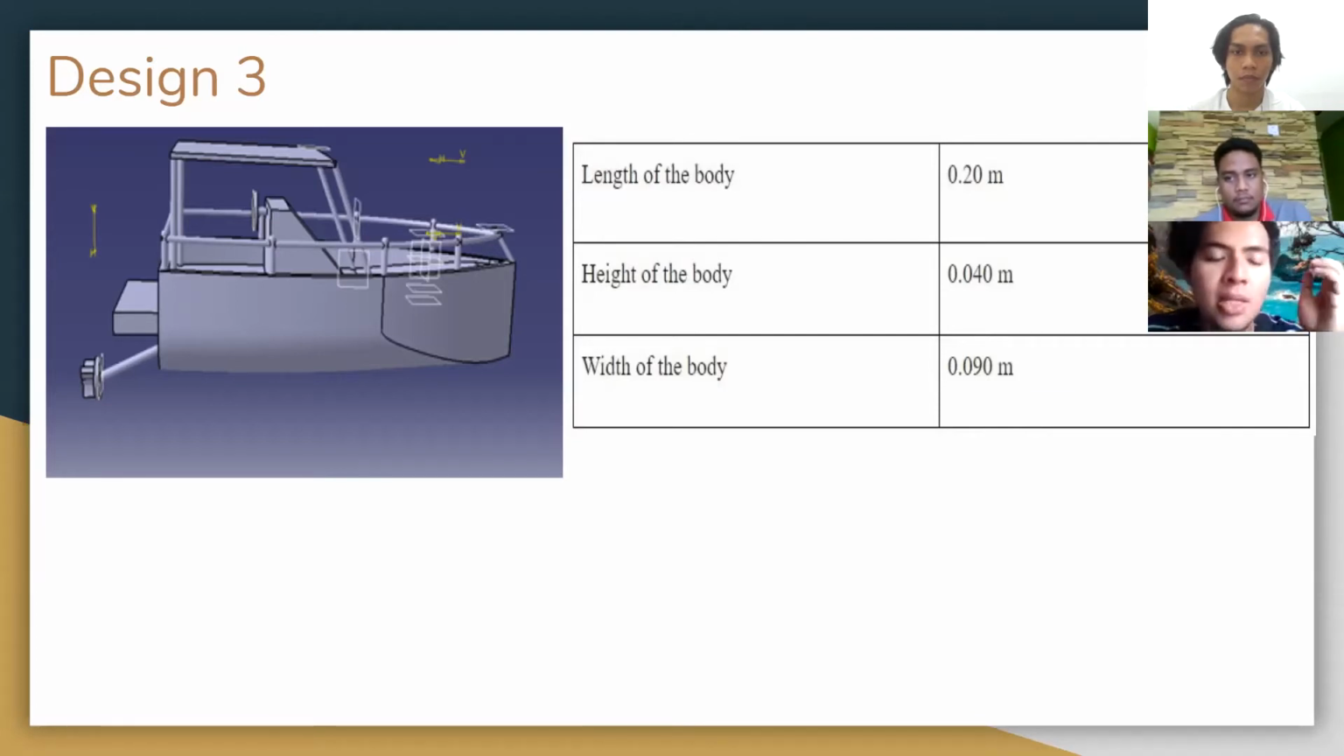It's not based on this design, but based on the SolidWorks design that I can't change because it changes automatically.